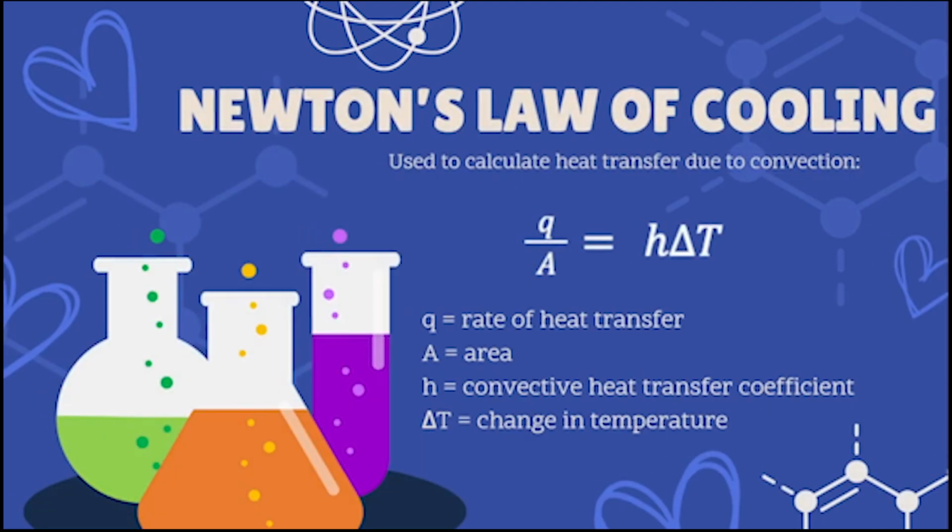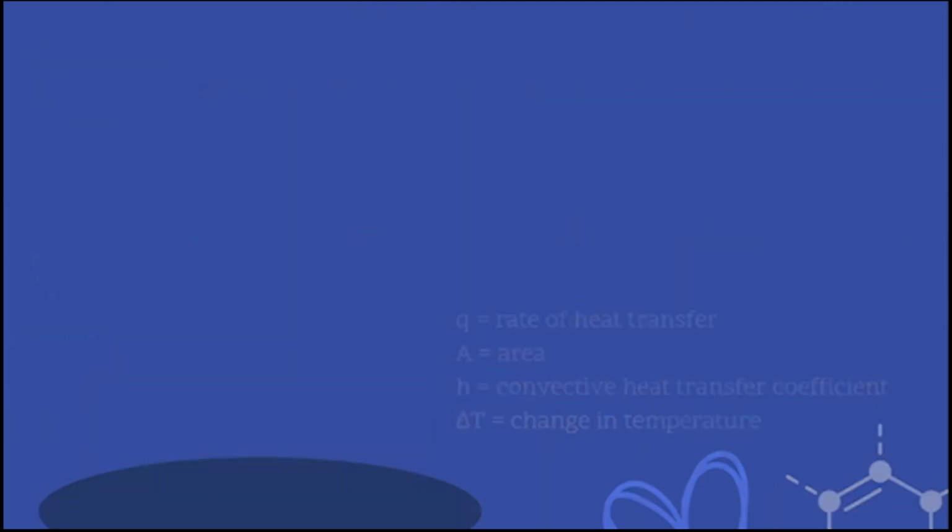The primary equation we will be using to demonstrate heat transfer principles is Newton's law of cooling, which is a very common equation found in chemical engineering, and it only requires a few variables. Q being the rate of heat transfer, A being surface area, h being the convective heat transfer coefficient, and delta T being the change in temperature.